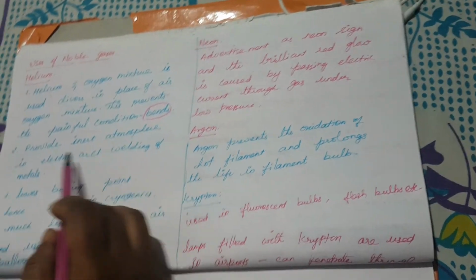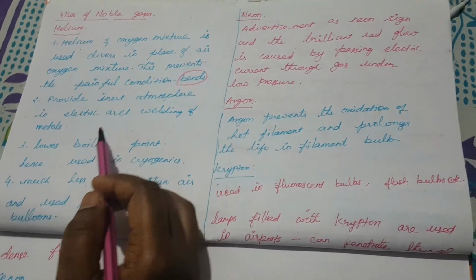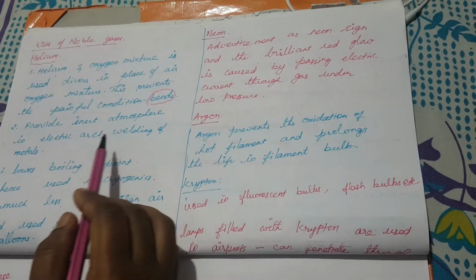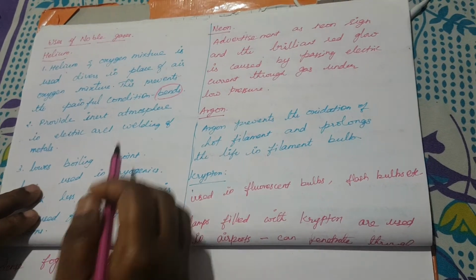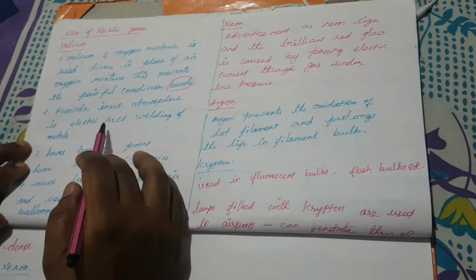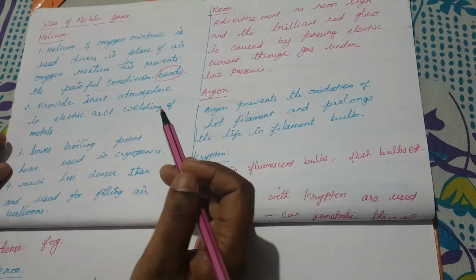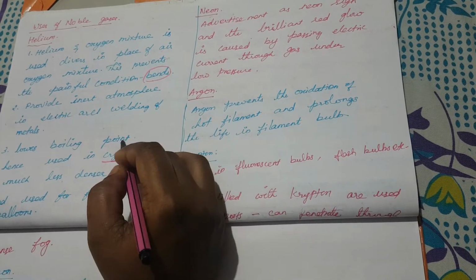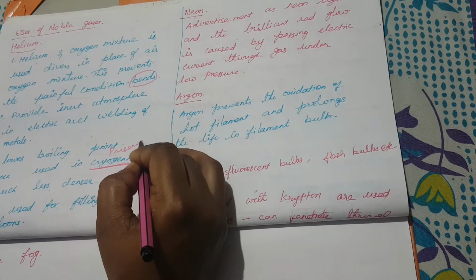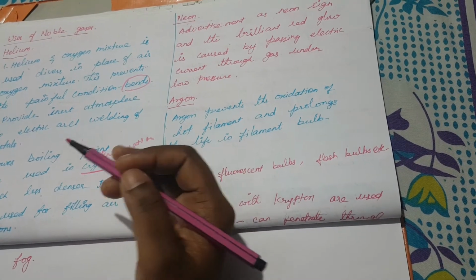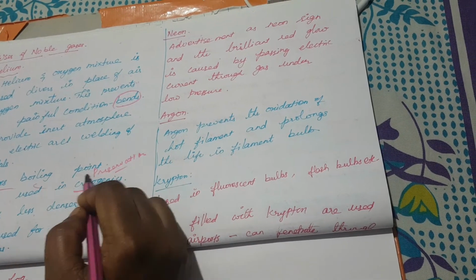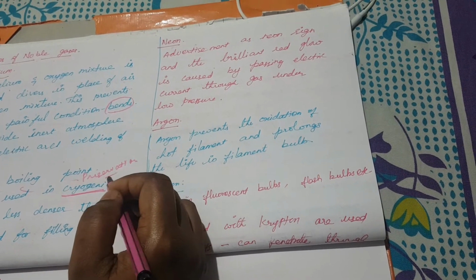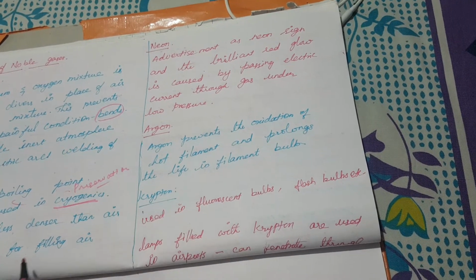Next one is providing an inert atmosphere in electric arc welding of metal. Suppose welding of metal takes place, the atmosphere is converted into an inert atmosphere. Next one is lowest boiling point, hence used in cryogenics. What is meant by cryogenics? It is preservation of organs such as heart, liver, kidney. Due to the low boiling point, around minus 273, minus 243, it is used as a cryogenic for the preservation of organs.